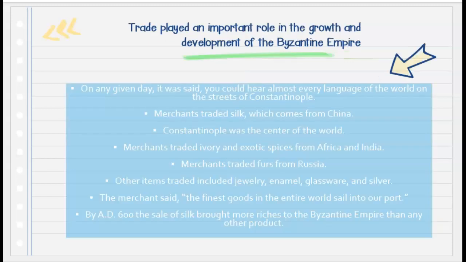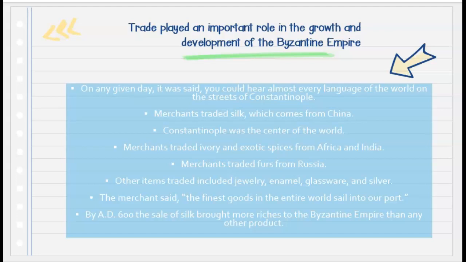Trade played an important role in the growth and development of the Byzantine Empire. On any given day, it was said you could hear almost every language of the world on the streets of Constantinople. Merchants traded silk, which comes from China. Constantinople was the center of the world. Merchants traded ivory and exotic spices from Africa and India. Merchants traded furs from Russia. Other items traded included jewelry, enamel, glassware, and silver. The merchants said, "The finest goods in the entire world sail into our port." And by AD 600, the sale of silk brought more riches to the Byzantine Empire than any other product.